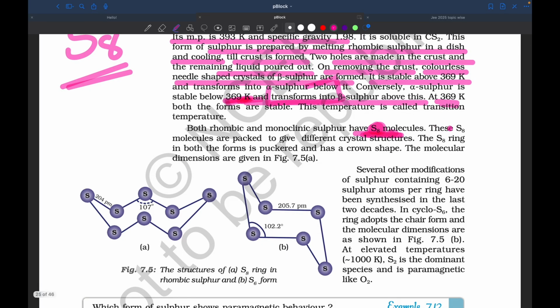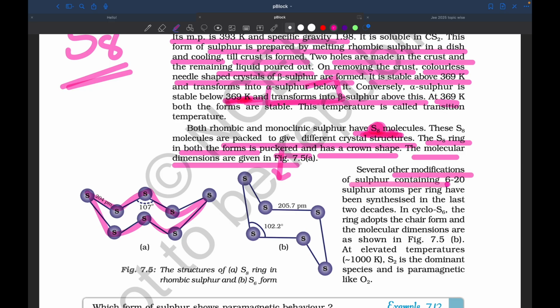S6 కూడా ఉంటుంది చూడండి. These S8 molecules are packed to give different crystal structures. The S8 ring in both forms is puckered అంటే ముడతలు పడిన, and has crown shape. So this is the crown shape here, and the molecular dimensions are given in the figure. Several other modifications of sulfur containing 6 to 20 sulfur atoms per ring have been synthesized in the last 2 decades. These are man-made ones.